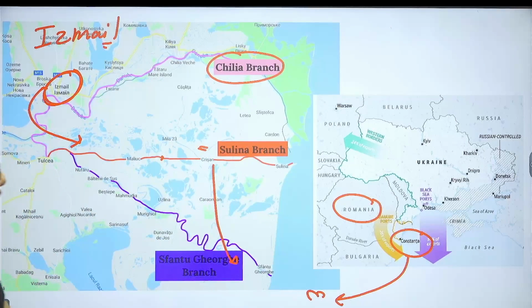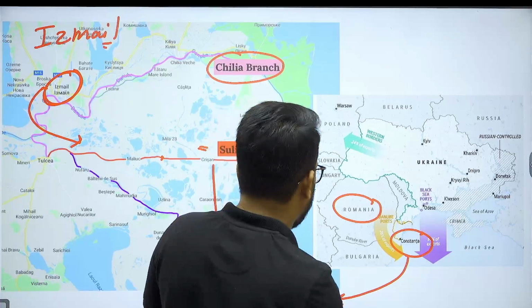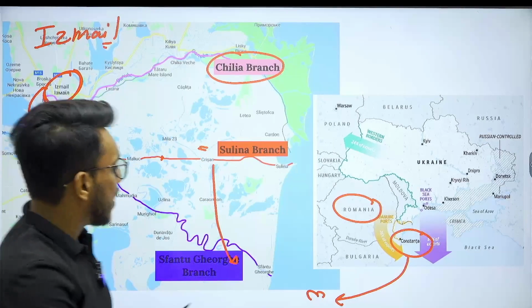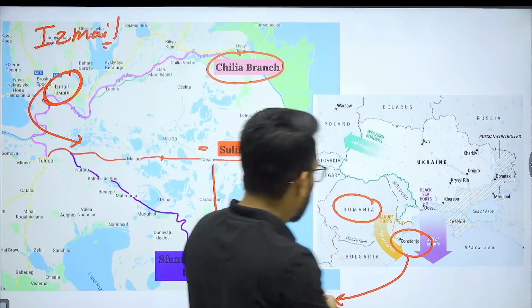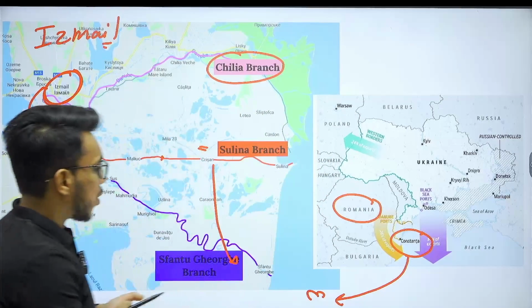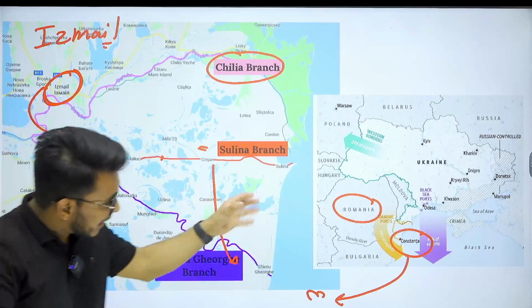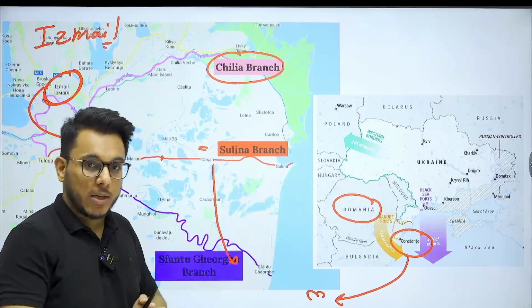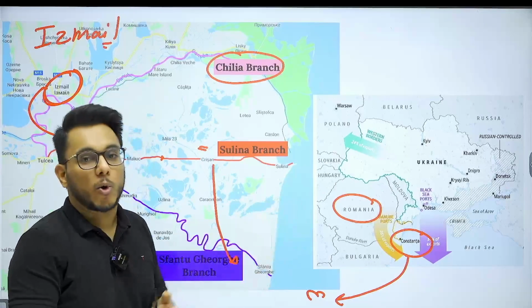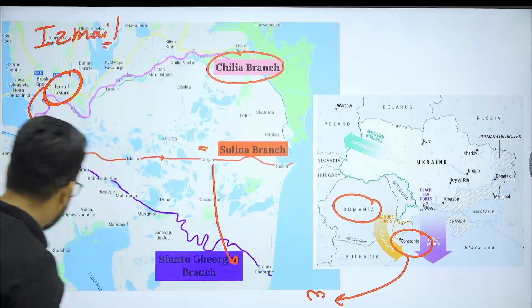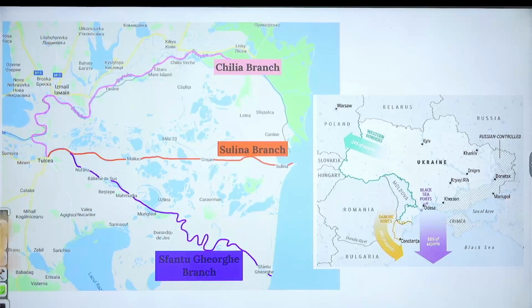Now, when we talk about Romania, you should understand that Romania happens to be a NATO country. And as it is a NATO country, an ally of the US, Russia will not attack Romanian shipments. So basically, what is the idea?